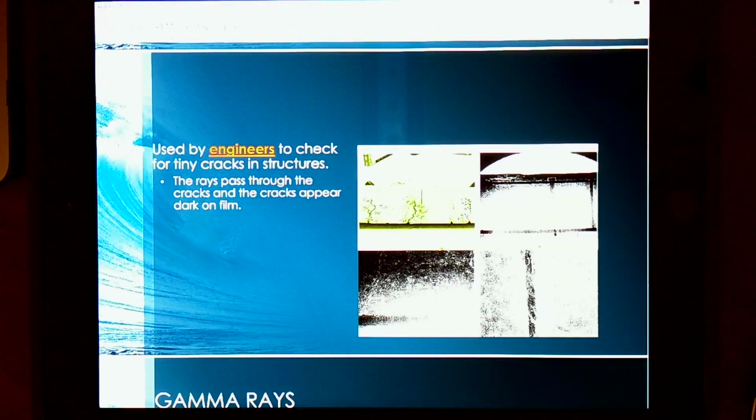All right, and then also some engineers use X-rays as well. If you're helping with architecture or building design, some engineers use X-rays to look at the foundation of structures to see how sturdy it is, or to detect a crack inside of it, okay?